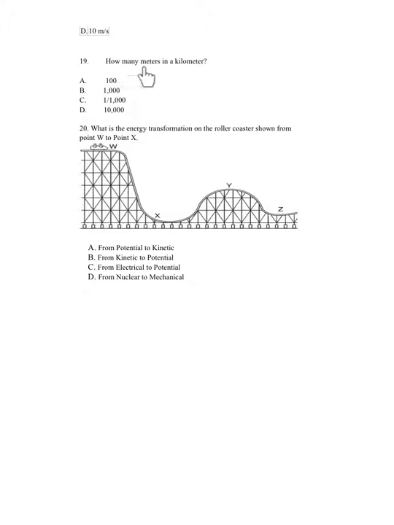Number 19. How many meters in a kilometer? A. 100, B. 1,000, C. 1 divided by 1,000, D. 10,000. Number 20. What is the energy transformation on the roller coaster shown from point W to point X?